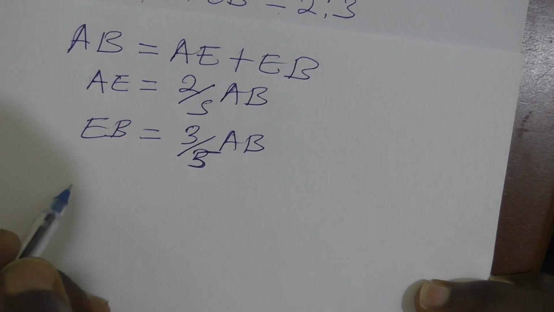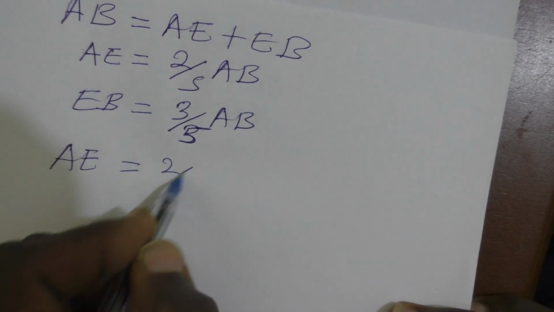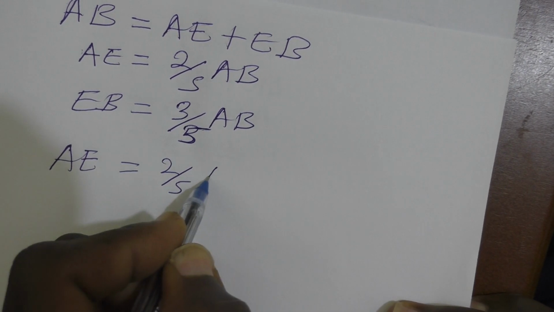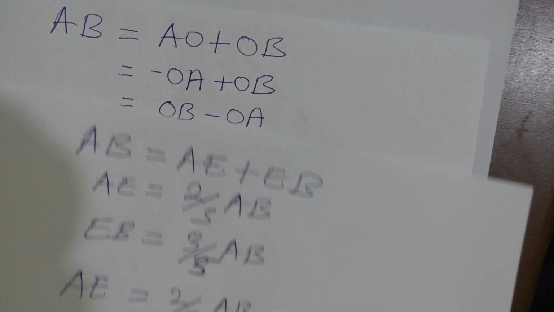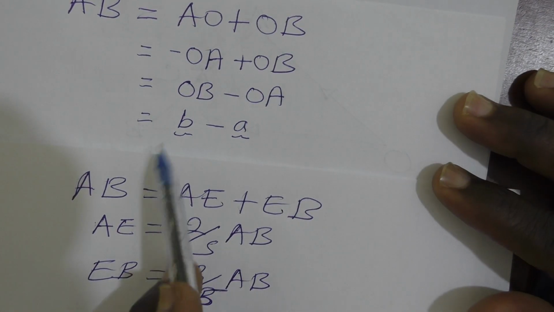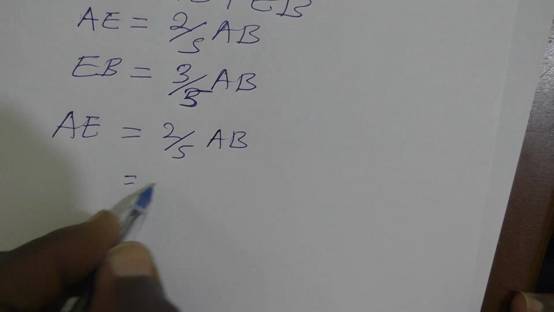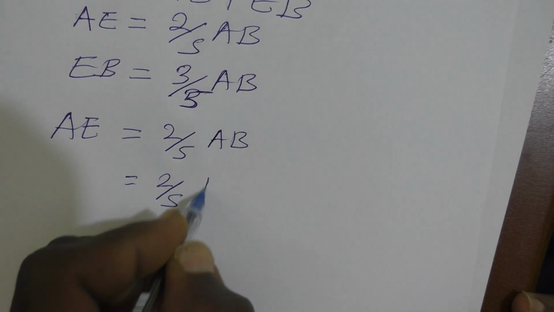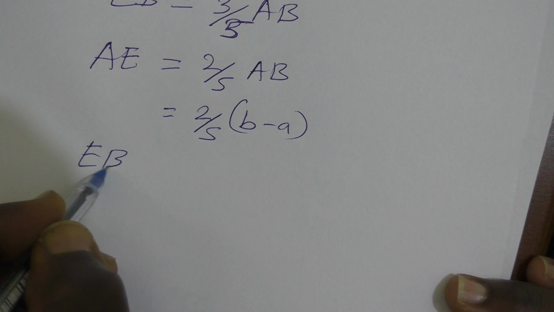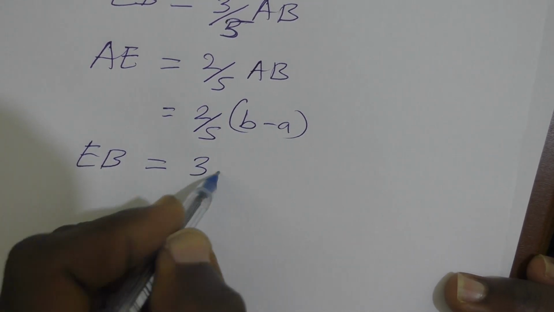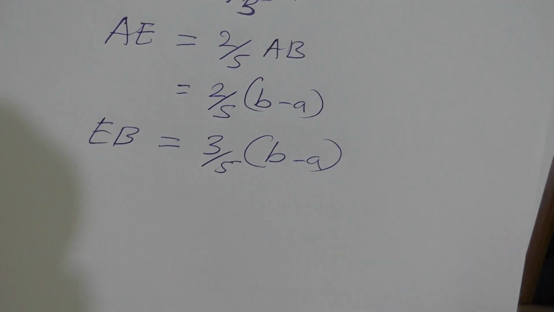And therefore, for us to get vector AE, that is simply 2 over 5 of AB, which we have already got as B minus A. So this will be 2 over 5 of B minus A. And similarly, EB will also be 3 over 5 of B minus A. So that is how we get it.